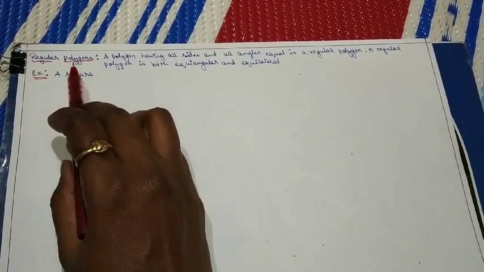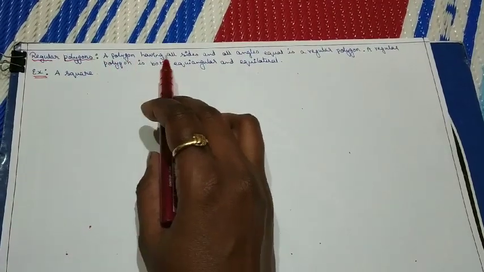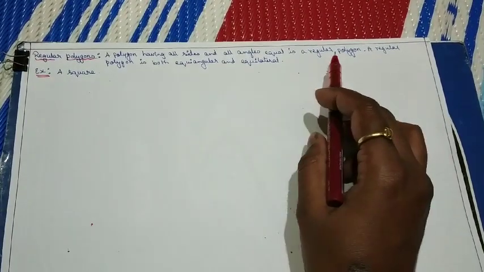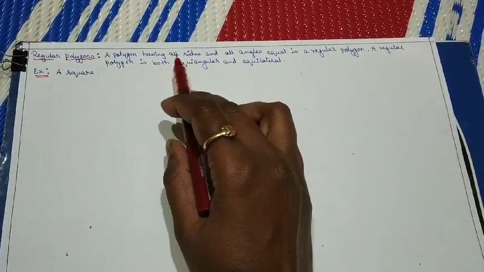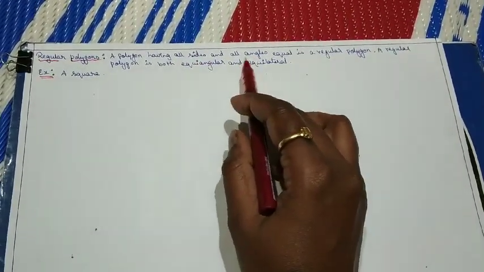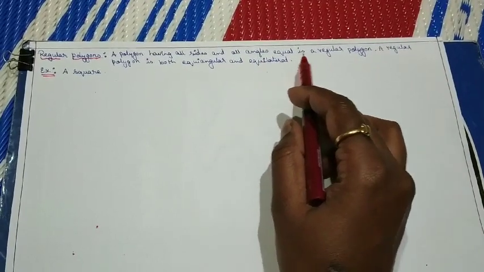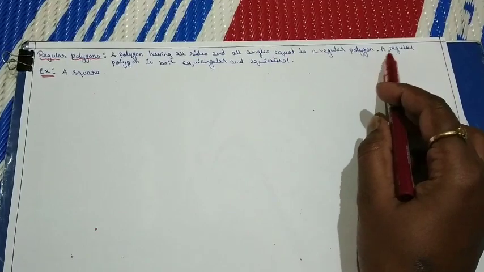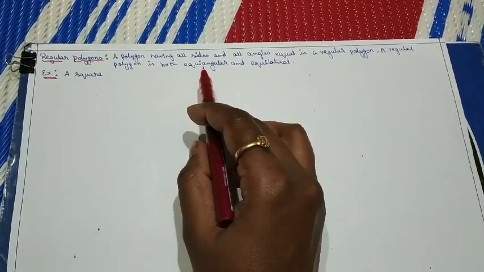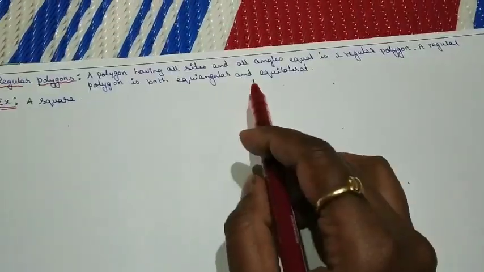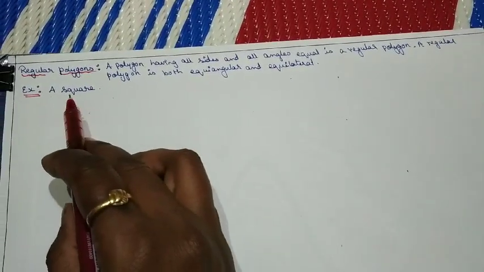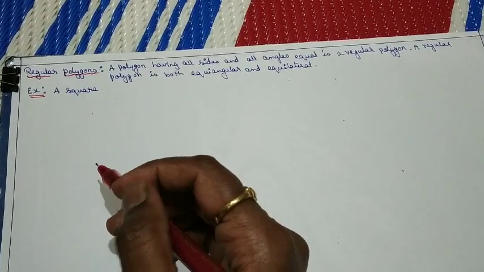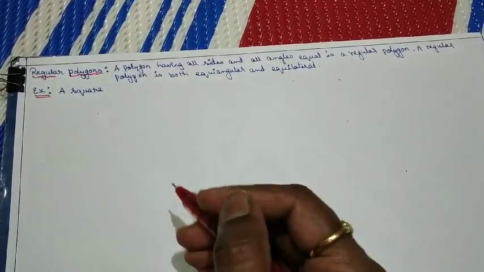Next, regular polygons. A polygon having all sides and all angles equal is called a regular polygon, where all measures of sides are equal and all measures of angles are equal to each other. Such a polygon we call a regular polygon. A regular polygon is both equiangular and equilateral. For example, we can say a square. In a square we know that all sides are equal and all angles are equal to 90 degrees.